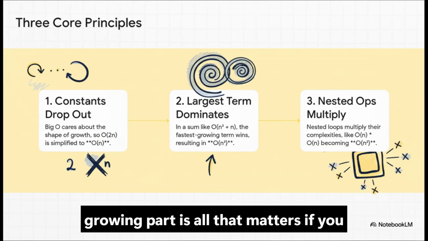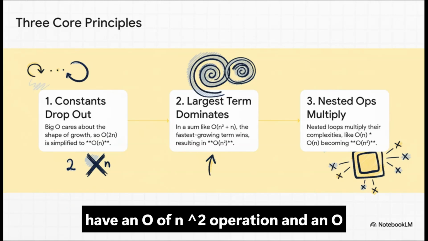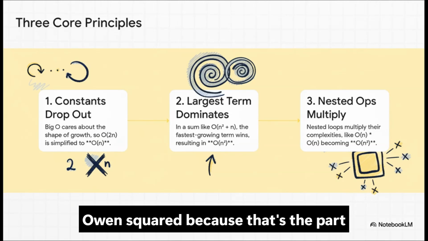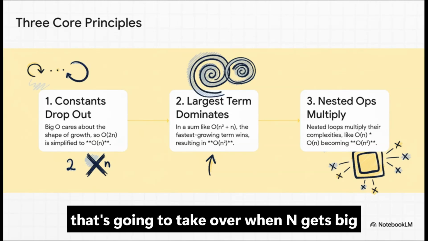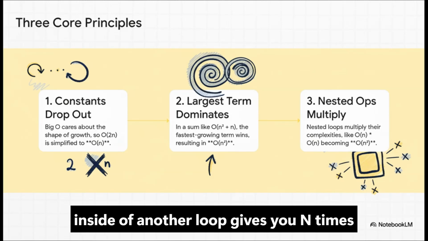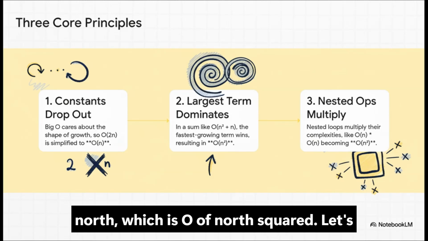Second, the fastest growing part is all that matters. If you have an O of n squared operation and an O of n operation, the whole thing is just O of n squared, because that's the part that's going to take over when n gets big. And third, nested loops multiply. A loop inside of another loop gives you n times n, which is O of n squared.